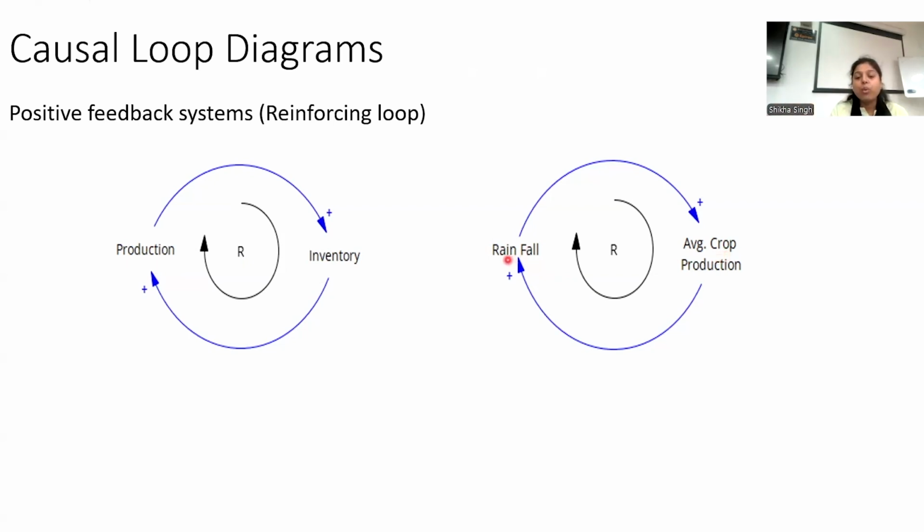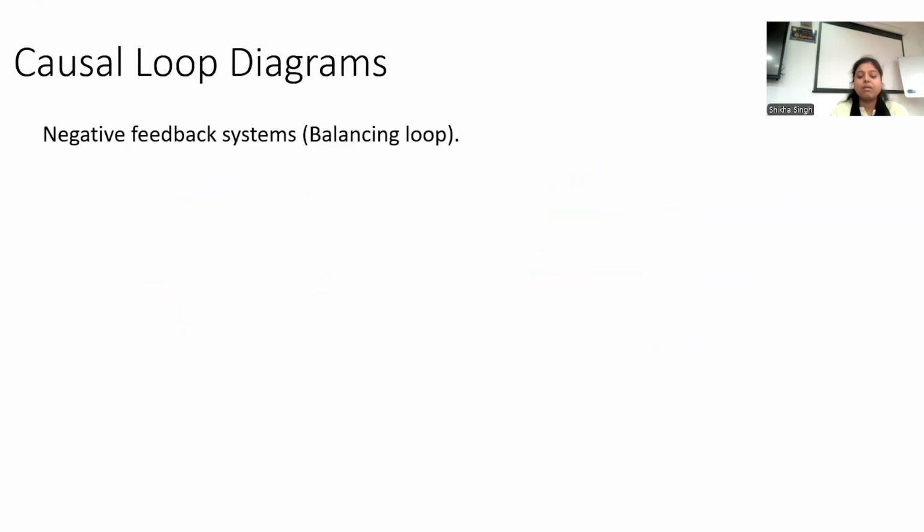So positive means rainfall is giving a positive input to average crop production, and if the average crop production is increasing, it will attract more rainfall. So again, it will be going back positively. If you see, the whole loop is reinforcing. One is increasing, the other will increase, and if the other is increasing, again it will give a feedback of increment. So overall, it will be called a reinforcing loop, right? In this positive feedback loop system, we have seen how things are.